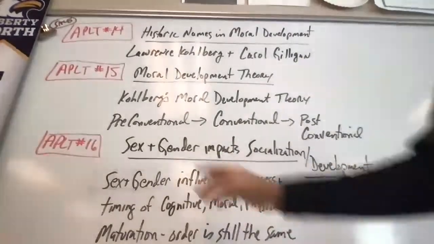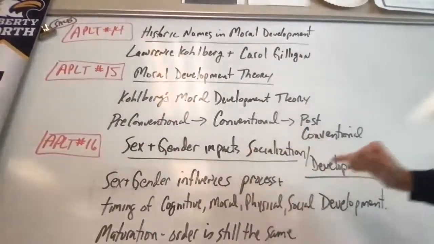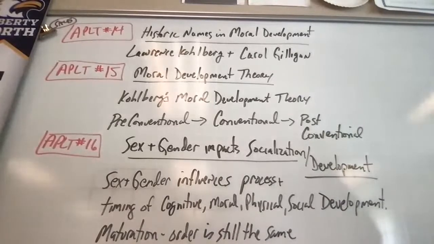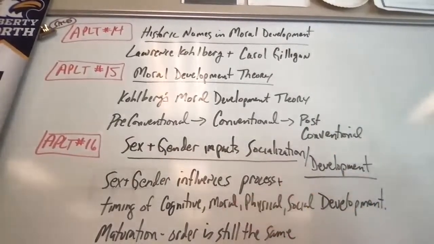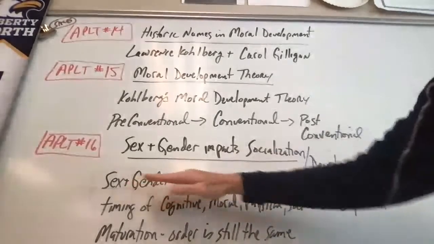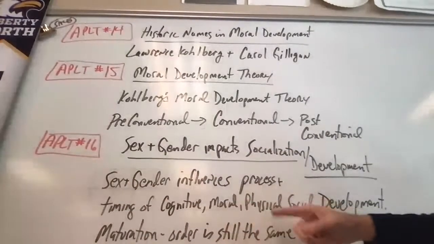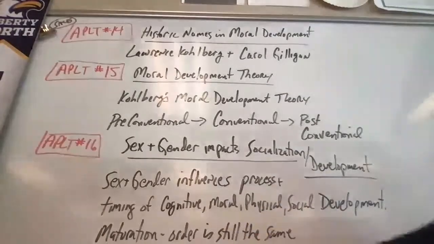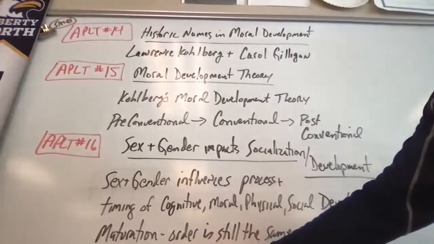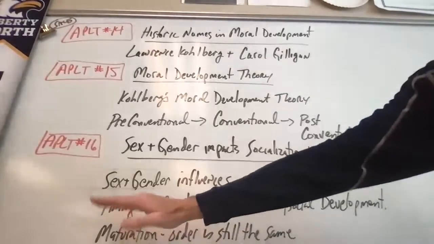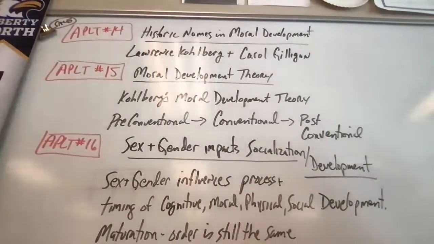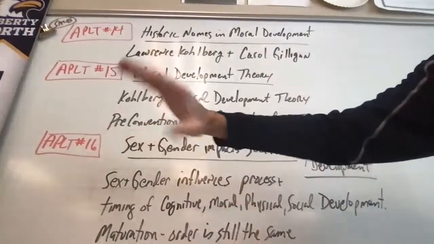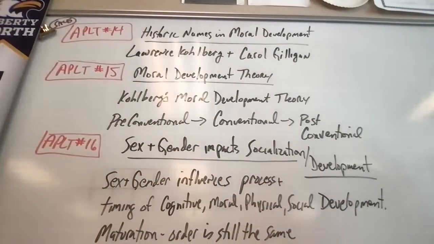So the big thing to take away here is that sex and gender drastically impact socialization and development, and that changes over time, okay? Again, you have differences in the hormone changes, the brain development, brains are different, right? Identity and intimacy look different for both, as do your family and your peers. So sex and gender influence the process and the timing of cognitive, moral, physical, and social development, okay? But the maturation order is still the same. The biological programming and the critical periods are still the same, but you can go through it at different times and in different processes, okay? Sex would be more biological, gender would be environmental, okay? Just know that.